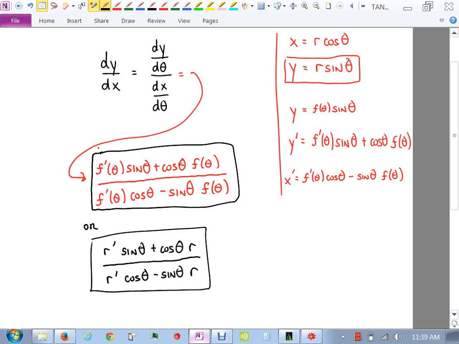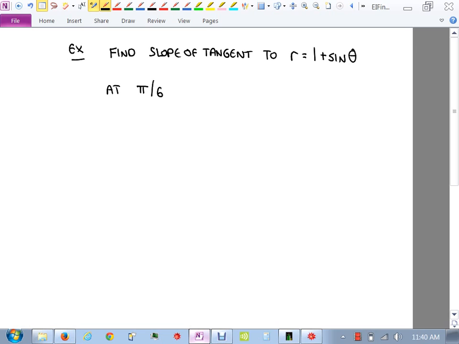So let's do an example. You all ready? As an example, let's find the slope of the tangent to r equals 1 plus sine theta. That's that cardioid at pi over 6.